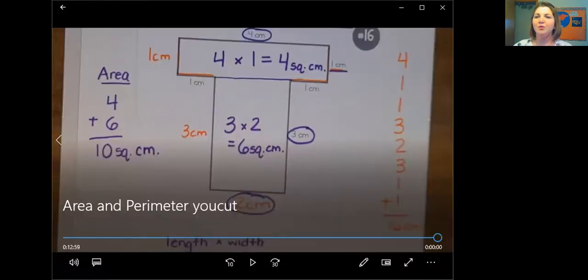All right, guys. Well, we have learned about area and perimeter. Area is the space that a shape takes up on the inside, and perimeter is the distance around the outside of the shape.